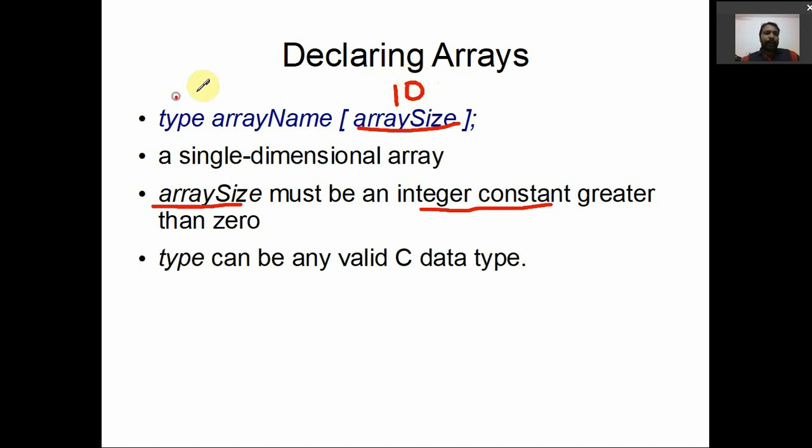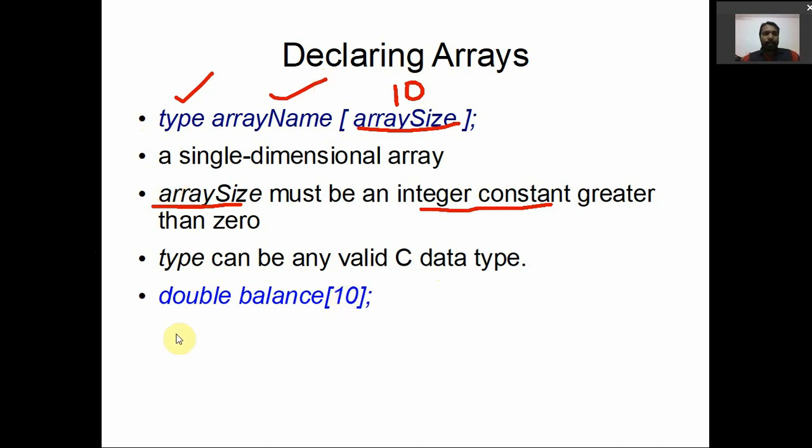And the type can be any valid C data type. We have already seen different data types in C: int, float, char, double. Any type of data type can be used. And the array name will follow the same variable naming rules as we have seen for variables.